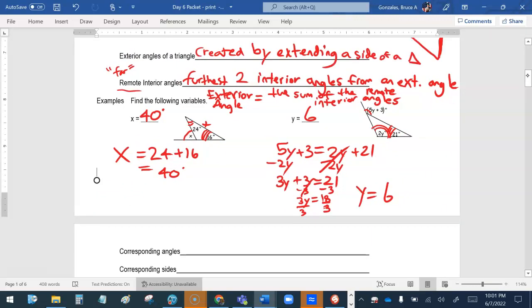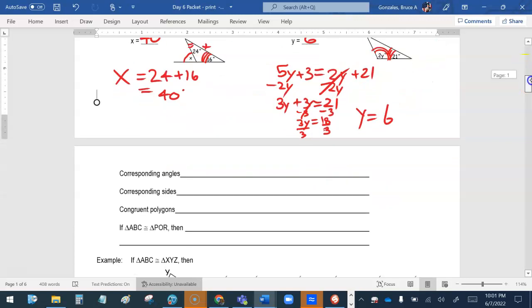Okay. Now, I know the printing on this packet is all messed up. So your corresponding angles is still on page 1. We're going to do our best to salvage this packet, okay?